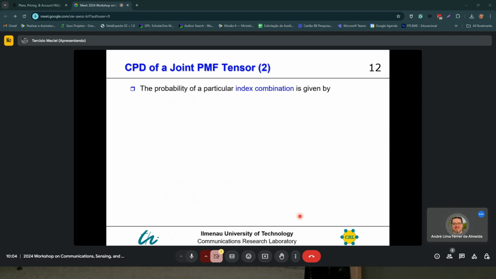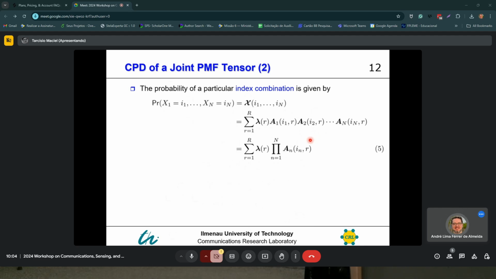So the probability of a particular index combination is then given as this particular entry of the tensor, the entry I1 up to IN. And this is the formula from the previous slide for a particular entry of this tensor. And we can, of course, have a more compact formulation here by using the product of these factor matrices, of the capital N factor matrices.